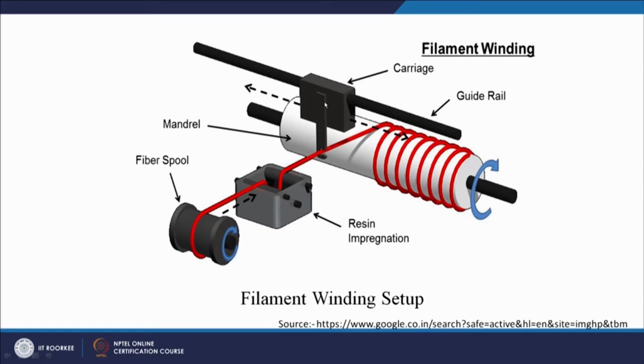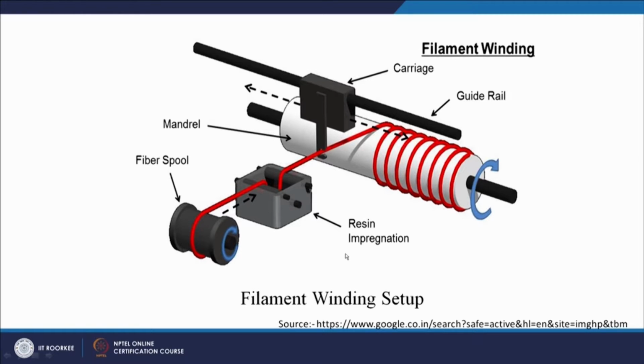As I have already explained, this is the length of the mandrel, and we have to wind the impregnated fiber all over the length of the mandrel, and to ensure that we have to provide movement to this carriage. If this carriage is stationary, we will not be able to wind the impregnated fiber on the rotating mandrel successfully. Therefore, a carriage is provided which will move along this guide rail, and it will keep on depositing the fiber that is impregnated with resin over the rotating mandrel. This movement of the carriage is also very important.